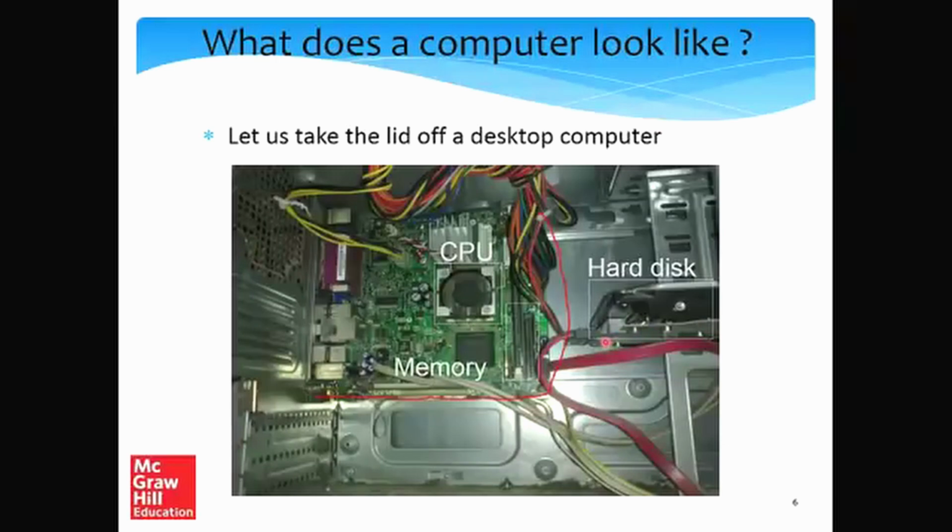What are the key differences between the memory and the hard disk? Number one, the memory storage capacity is small. Maybe in today's day and age, it might be like 32 gigabytes, whereas the hard disk storage capacity might be 10 times more or 20 times more.